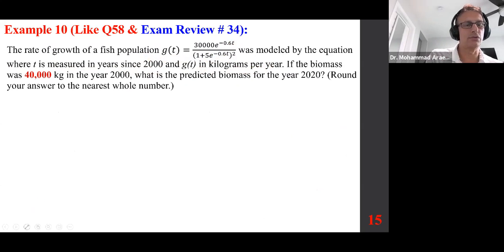So take a look at two things that are important to remember. This is the rate of growth. That means this is a derivative function in essence. And look at the units, kilograms per year. If the biomass was 40,000 to begin with in the year 2000, so we start with the initial value of 40,000. What is the predicted biomass for the year 2020?